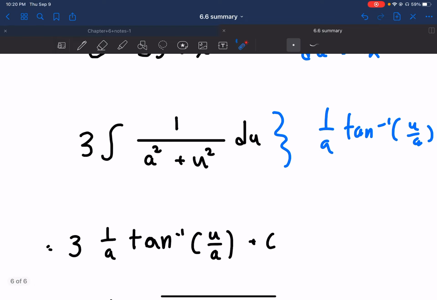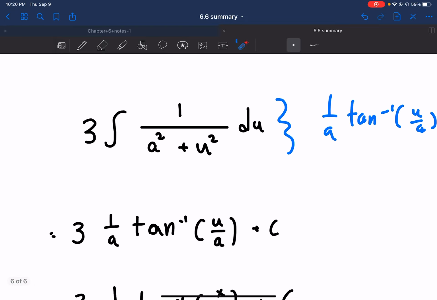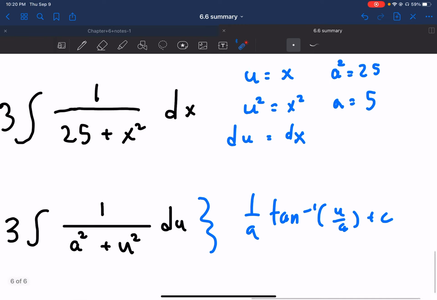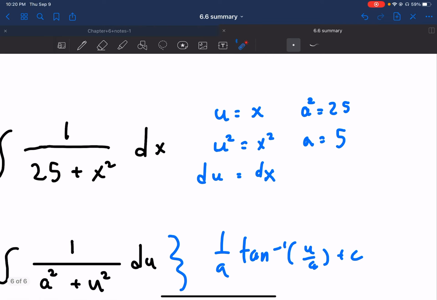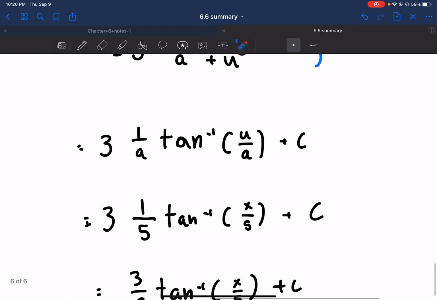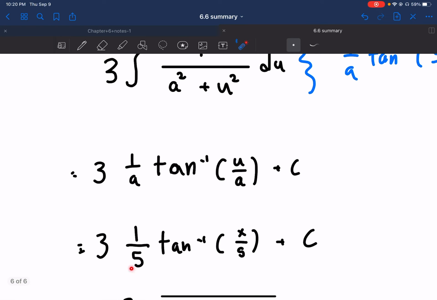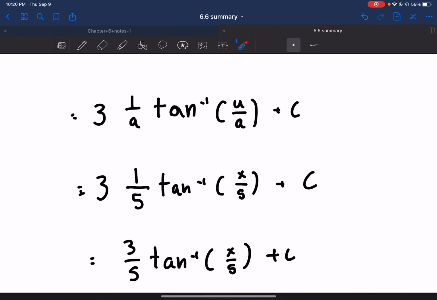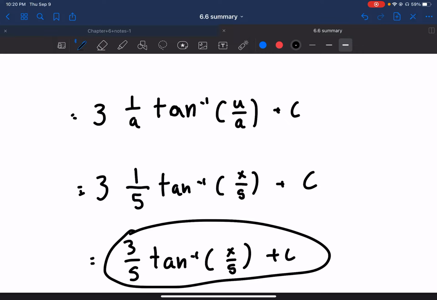So we could substitute that in, and we get 3 times 1 over a tangent inverse of u over a plus c. Plug back in these values. There we get 3 times 1/5 tangent inverse of x over 5 plus c. Bring it back over to 3. And our final answer that we get is 3/5 tangent inverse of x over 5 plus c.